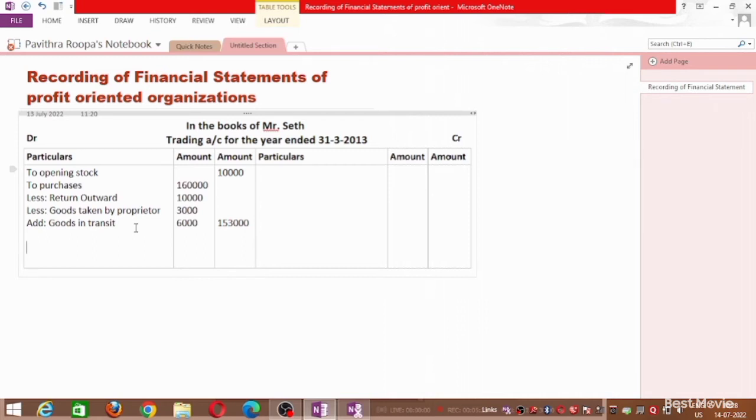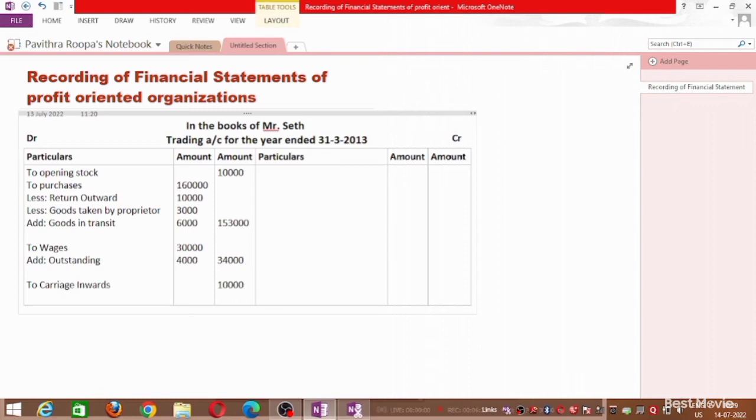So let's see the expenses whatever they have given. To wages, amount rupees 30,000. They have given an adjustment for wages, that is outstanding wages. Outstanding expenses should be added to the respective expenses. The amount is 4,000. So the total amount is 34,000. Next, expenses carriage inwards. The amount is 10,000. I am writing it here in the outer column because there is no adjustment for carriage inwards.